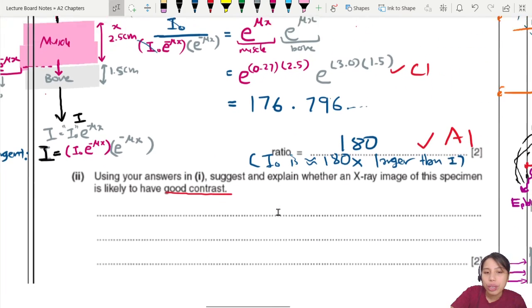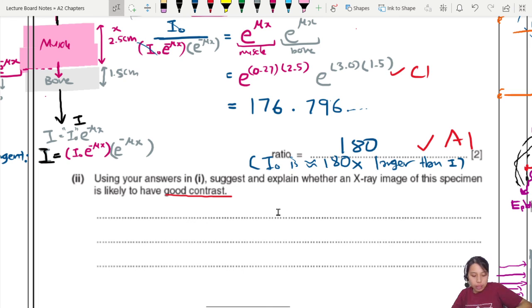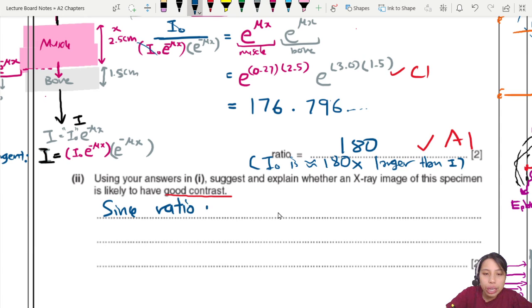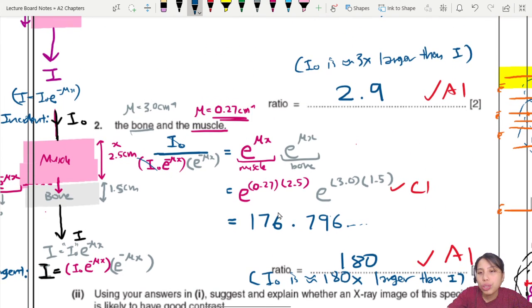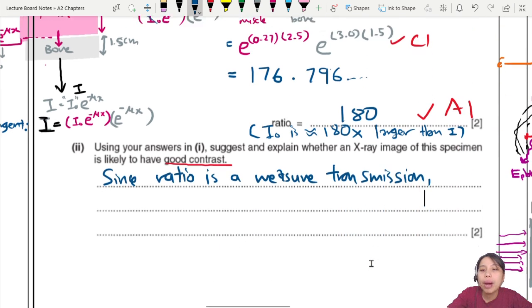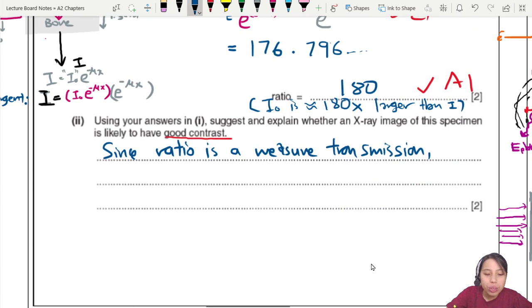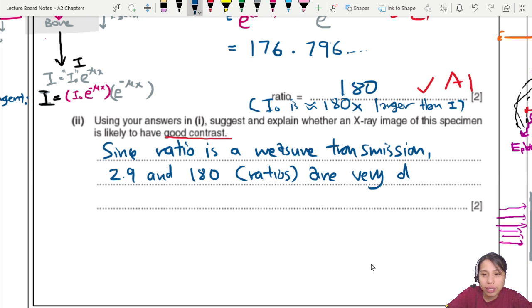Okay, so we're going to use the answers above. Talking about the ratio, since they asked us to use our answers, you can say that since the ratio is a measure of transmission, how much comes through, that's what we call transmission. We are transmitting across a medium. Then we compare two values. One ratio is 2.9, one ratio is 180. Oh my goodness. So you can say 2.9 and 180, which are the ratios, are very, very different.